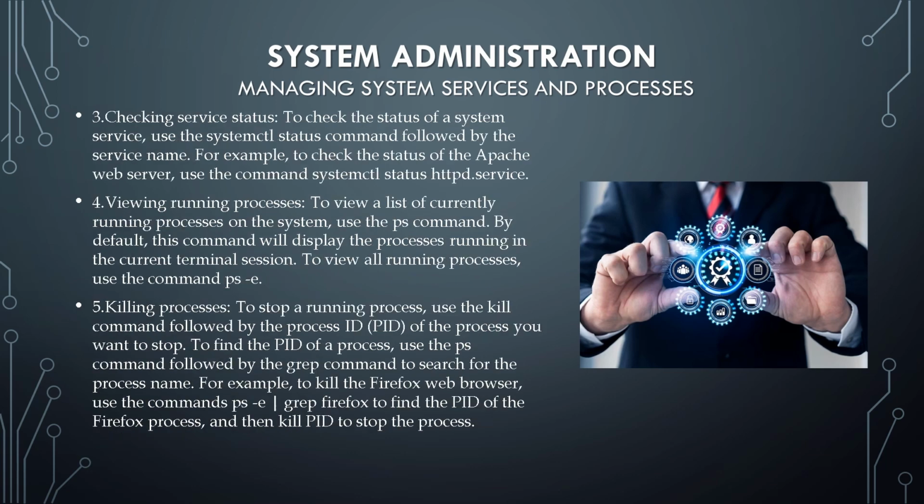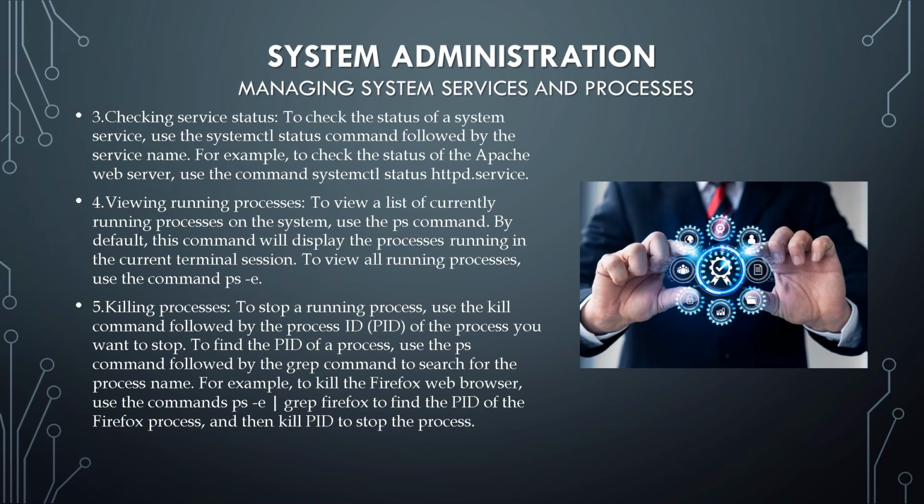3. Checking service status. To check the status of a system service, use the systemctl status command followed by the service name. For example, to check the status of the Apache web server, use the command systemctl status httpd.service. 4. Viewing running processes. To view a list of currently running processes on the system, use the ps command. By default, this command will display the processes running in the current terminal session. To view all running processes, use the command ps -e.